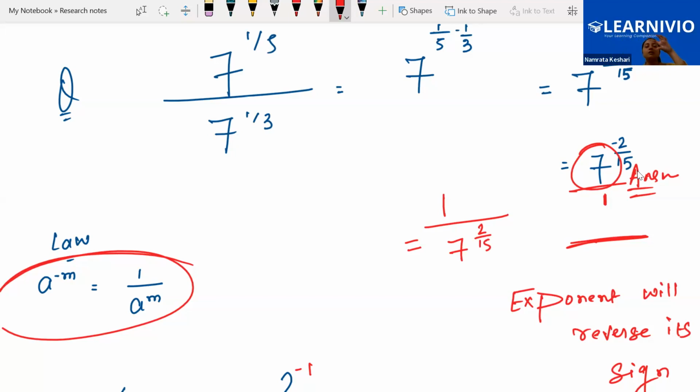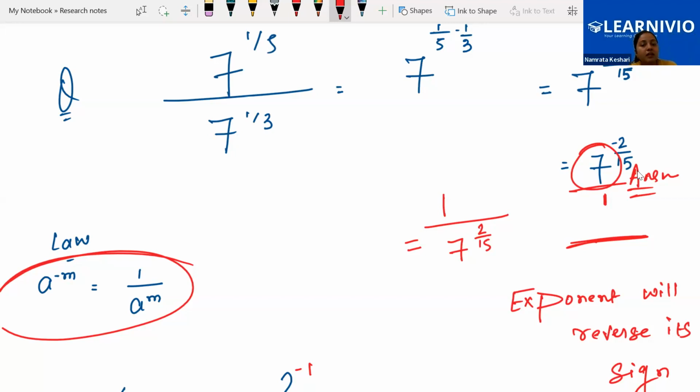We have to think first whether the number is sitting in the numerator or denominator. Only 7 is there. 7 to the power minus 2 by 15 is there. Nothing else is there in the denominator. That means the denominator can be 1 and the term is sitting in the numerator. Let's take it in the denominator. So the term will go in the denominator just as it is, with its own exponent. Only one thing will change, that is the sign of the exponent. Getting it?